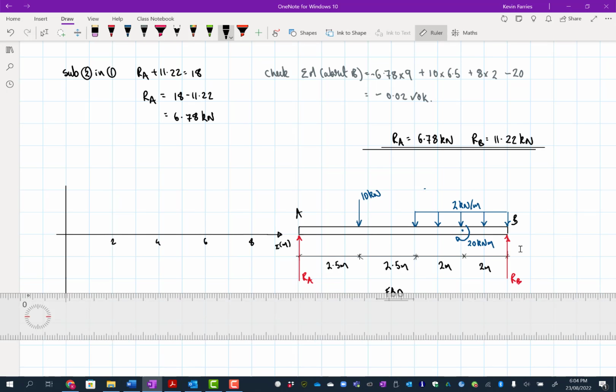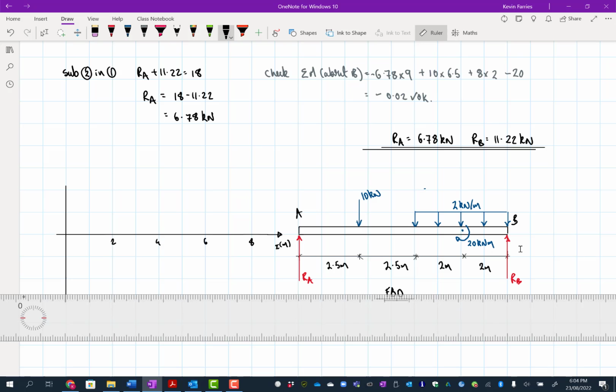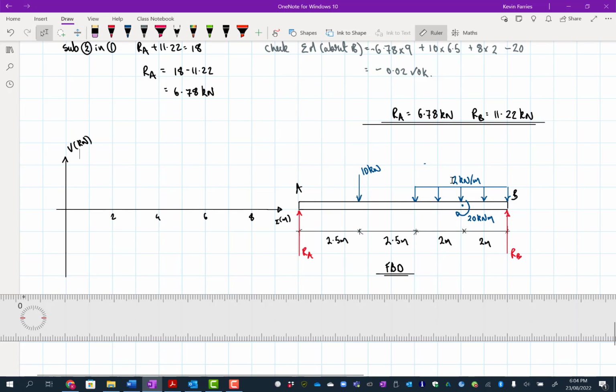Nine meters by the time we get to the end. Okay, so now we're just drawing our shear force diagram. Here, shear force, the symbol is V, kilonewtons. So we're going to follow the forces. It's going up by RA, and we should just write on what that is because we know it now, and RB. RA was 6.78 kilonewtons, and RB was 11.22 kilonewtons.